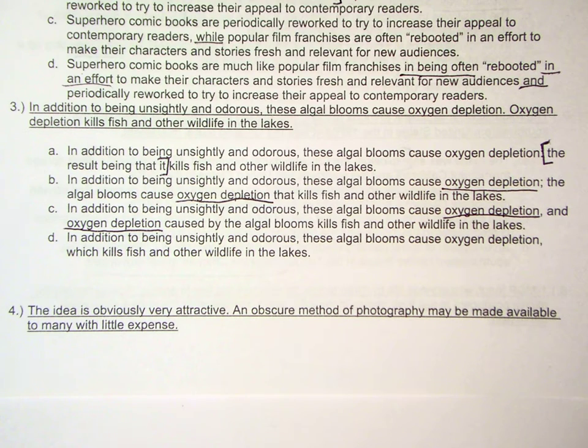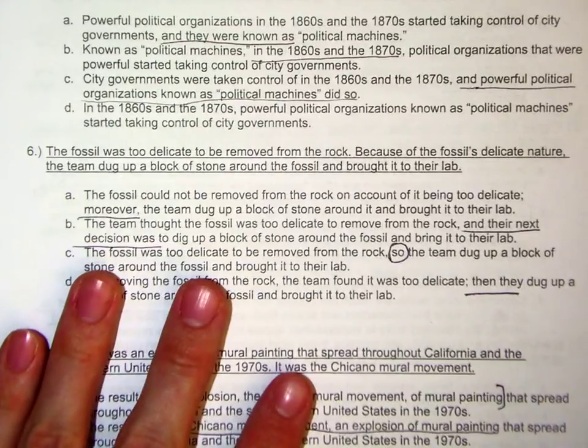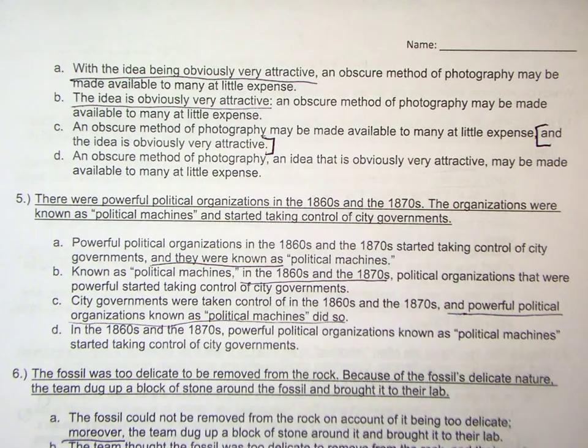For number four, we have a claim. The idea is obviously very attractive, and some supporting information about the camera's cost. The second one is the best one here. It keeps the claim and the support in the right order. Letter C mentions that the idea is obviously very attractive as an addition, which is not what's going on here. And the others, A and D, mix up the order. They mischaracterize the relationship between the claim and the supporting information about the camera's cost.